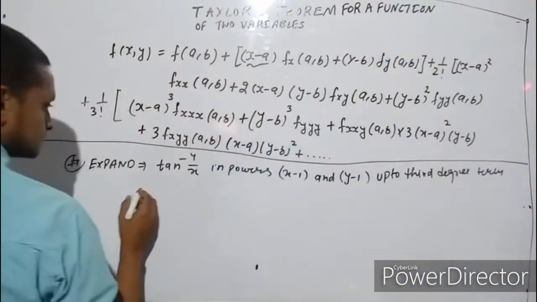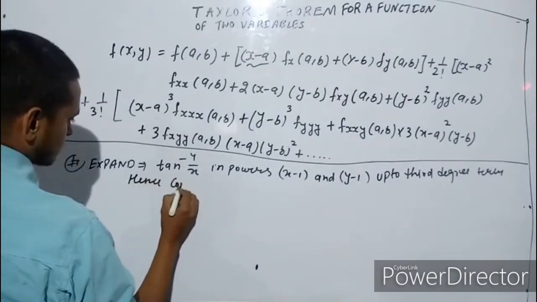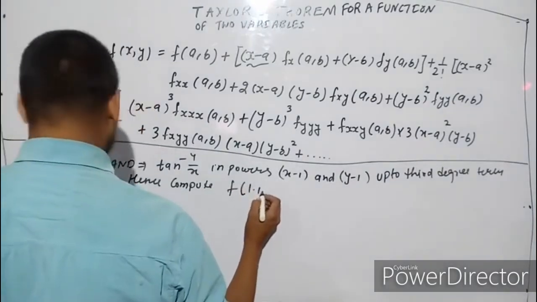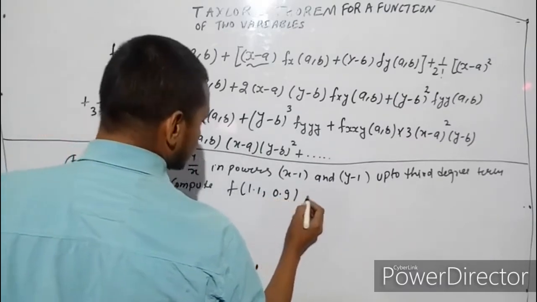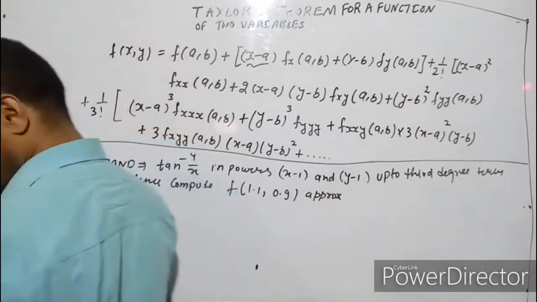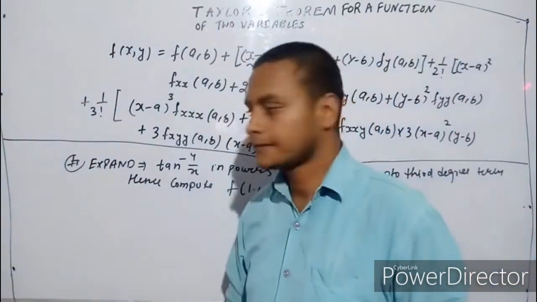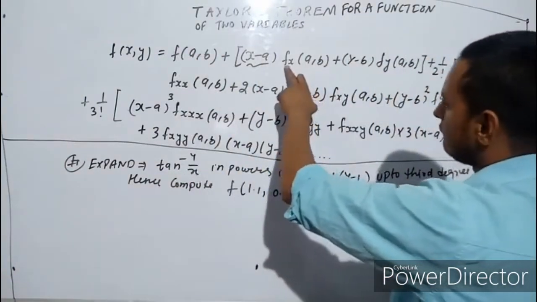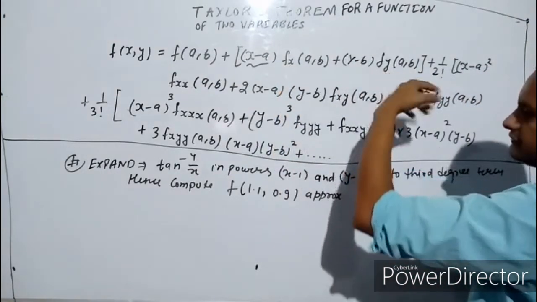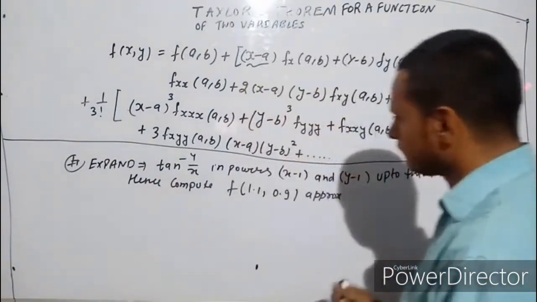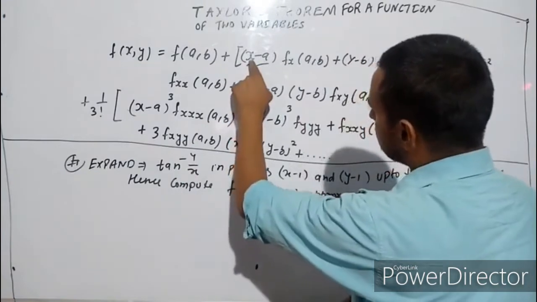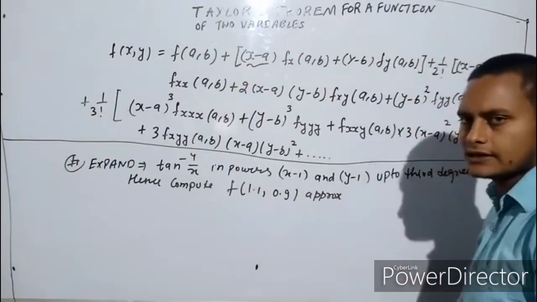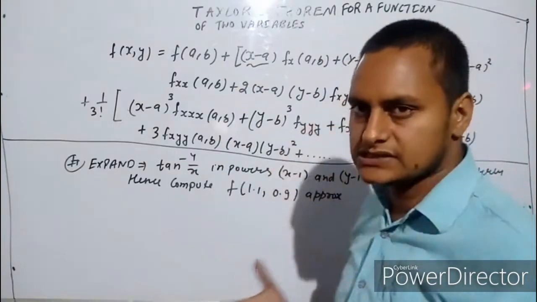And hence compute f(1.1, 0.9) approximately. Okay, now this is our given problem. First we will differentiate this function according to this given series: first derivative with respect to x, second derivative with respect to x, and so on. After this, we will put the values of x and y. For this question, the value of x is 1.1 and the value of y is 0.9. We will put these x and y values in the series, then we get the approximate value.